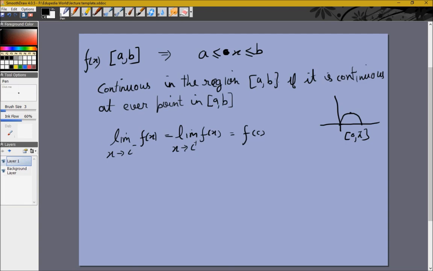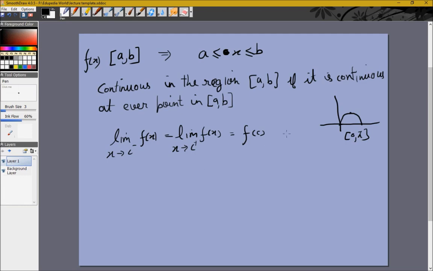At a and b, the situation becomes a little tricky. If the function is defined between a comma b, that means it is only defined for a less than or equal to x less than or equal to b, so x can never be less than a. It can be equal to a or greater than a, but never less than a. That means the left hand limit at x = a is not even defined, because the function may not be defined at that point. So for continuity at a, all we need is the right hand limit to be equal to the value.